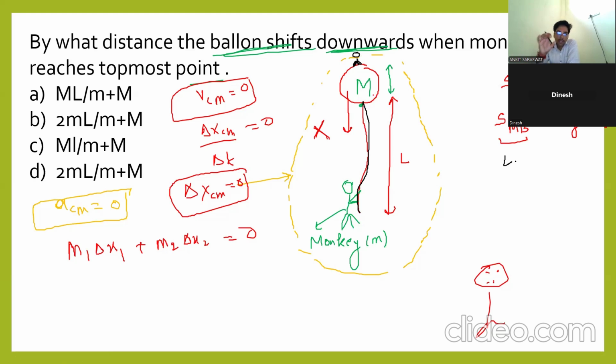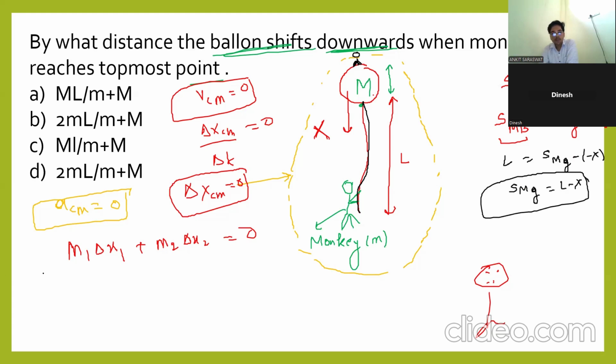If you are standing in the car and the car is moving, and you are not looking outside, then you see the car is at rest. Displacement of monkey with respect to ground: displacement of balloon is how much it displaces, minus x. So what is the displacement of monkey with respect to ground? L minus x.